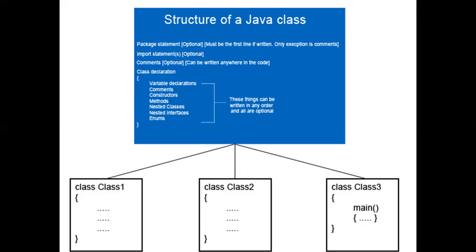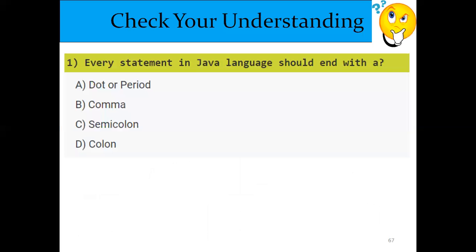So this is about structure of Java class. Here in this example, there are total 3 classes, but in class 3 there is a statement main. So always the execution will begin from class 3. So a class followed by class name. Let us see for a better understanding.